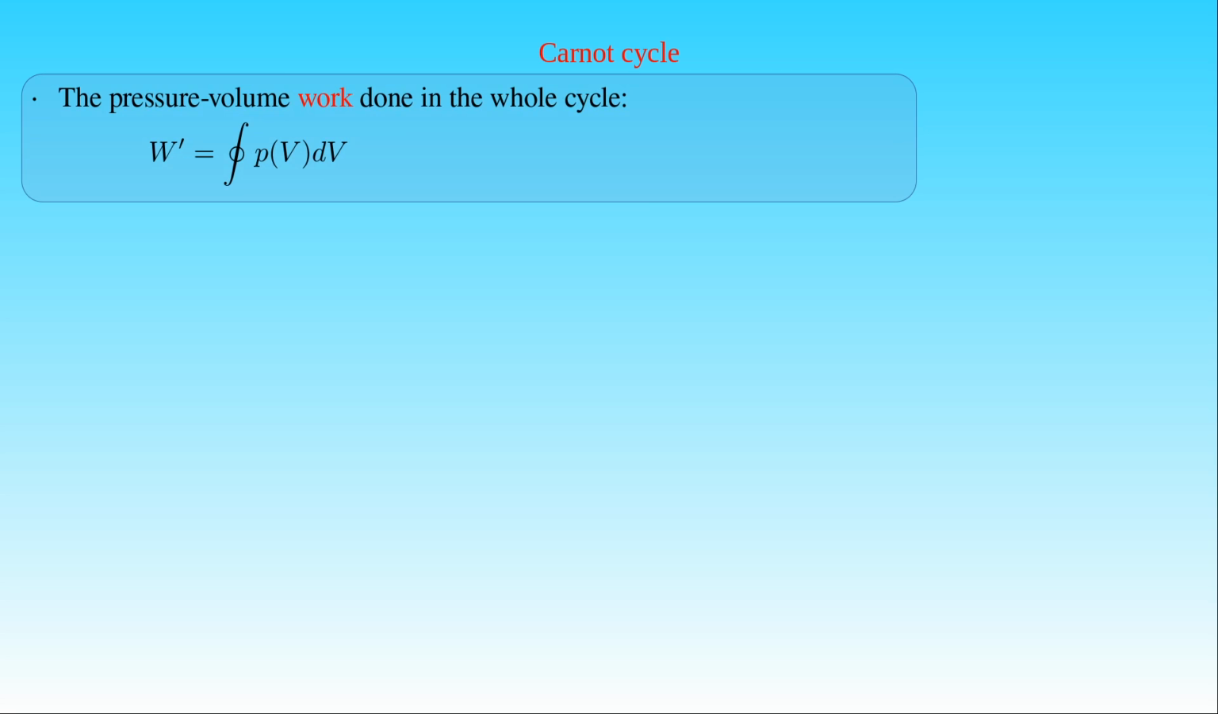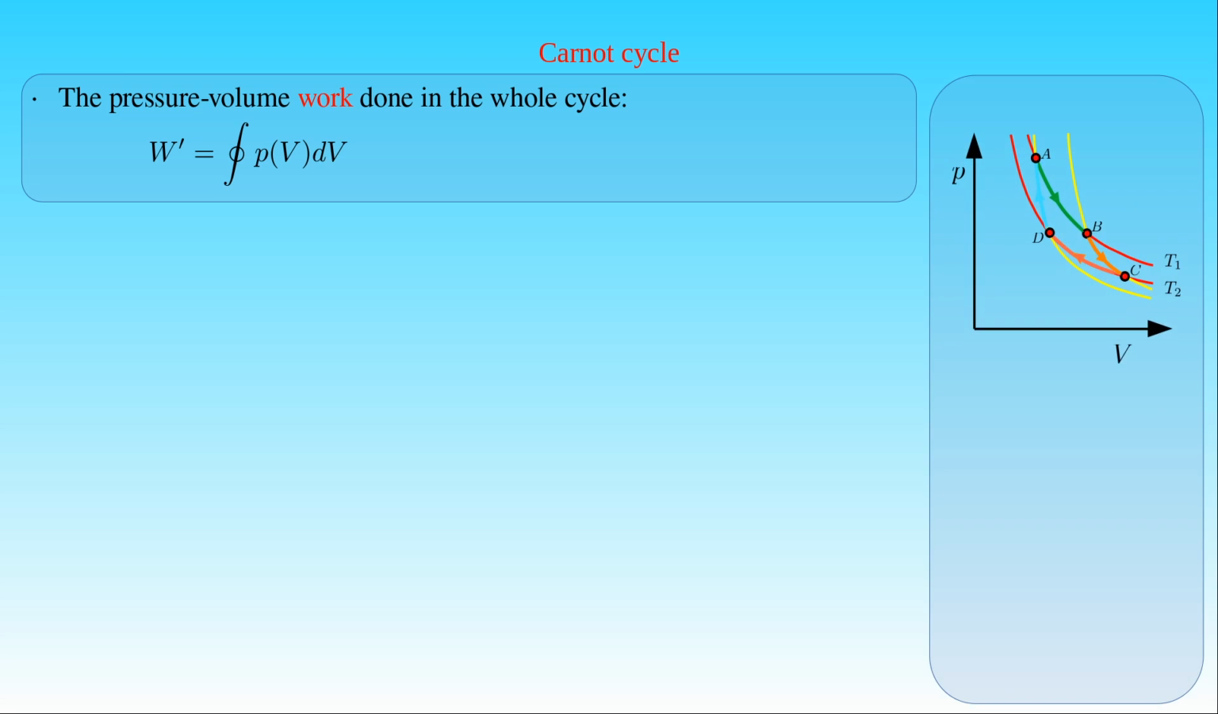We can also obtain the work done in the whole Carnot cycle by evaluating the pressure-volume integral from the area of its graph in the pressure-volume diagram. The pressure-volume work W' done by the gas in the whole cycle is given by the contour integral of the pressure P of the gas as a function of its volume V with respect to the volume V along the path of Carnot cycle. In the pressure-volume diagram, the path is represented by the closed curve connecting the points A, B, C and D.